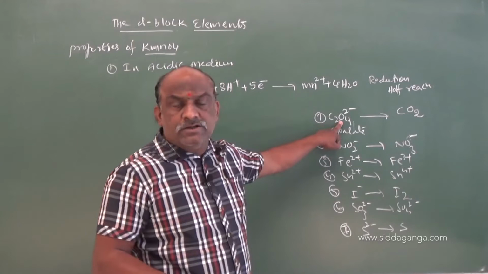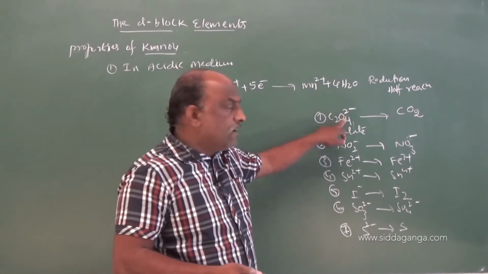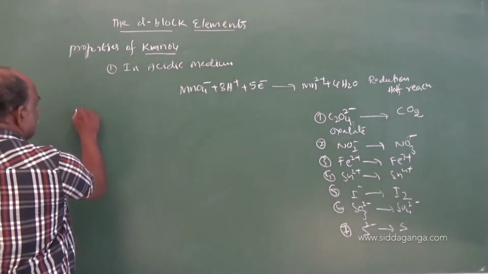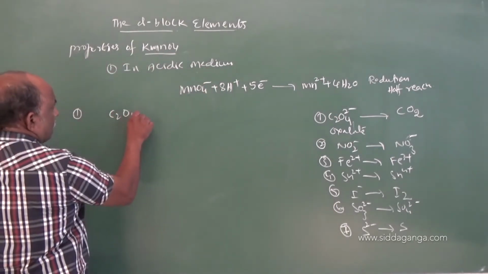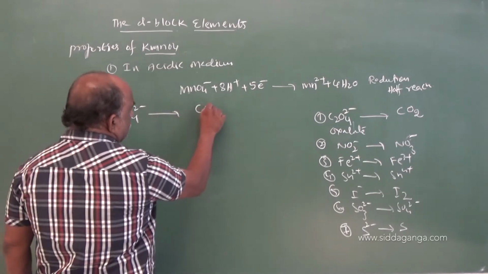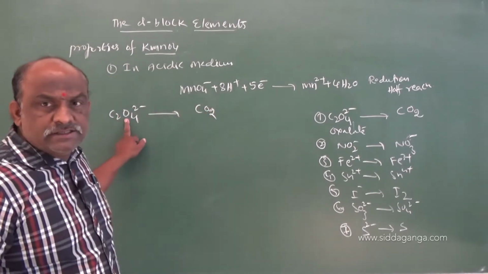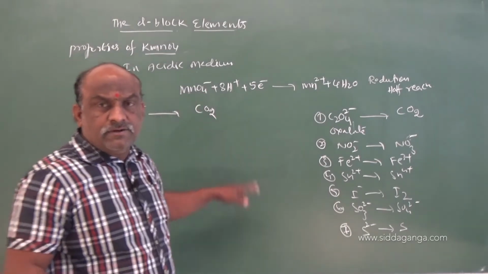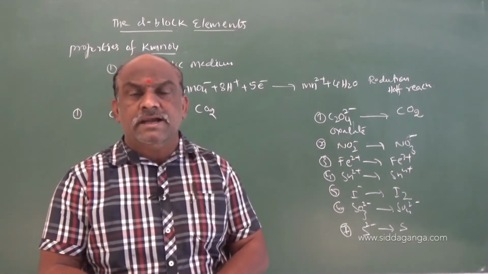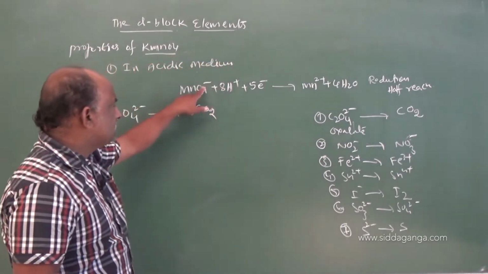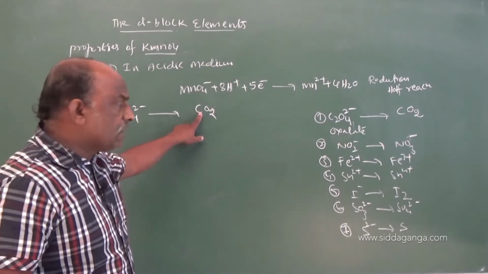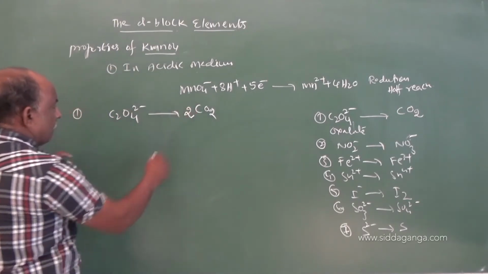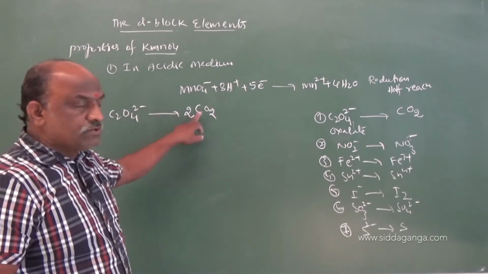Number 1, oxalic acid, oxalate ions. Oxalate ions oxidize to liberate which gas? CO2. So here number 1 we should discuss first. C2O4 2 minus gives rise to CO2. Before balancing oxygen and hydrogen, first we have to cross check the constant atoms. In this example, carbon is constant. Here 1 carbon atom is there, here 2 carbon atoms are there. So you should add 2 CO2. C2O4 2 minus gives rise to 2 CO2.